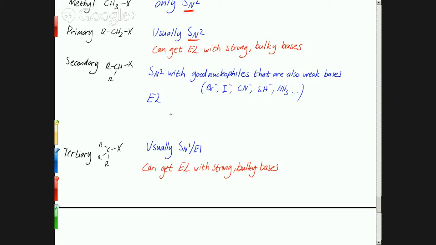Then we're going to get E2 with strong bases, like that. That is potassium tert butoxide, so it's 4 carbons and then an oxygen with a negative charge coming out of the middle. I didn't draw the potassium. That's the tert butoxide part. So notice the difference there. The stuff in the top list, other than ammonia, are all charged ions, but not charged oxygen, not charged nitrogen. And then the strong bases are the charged oxygen.